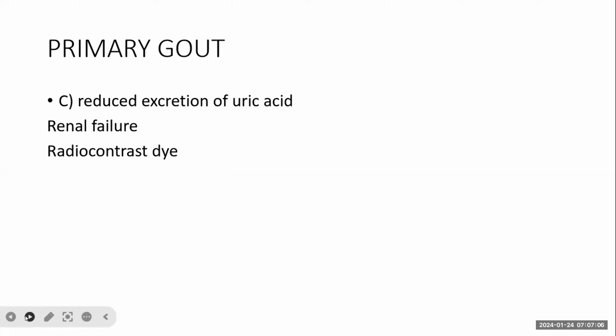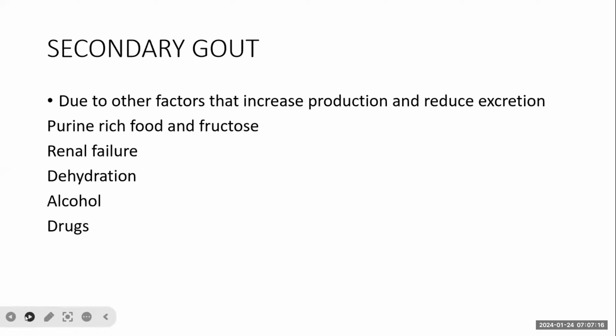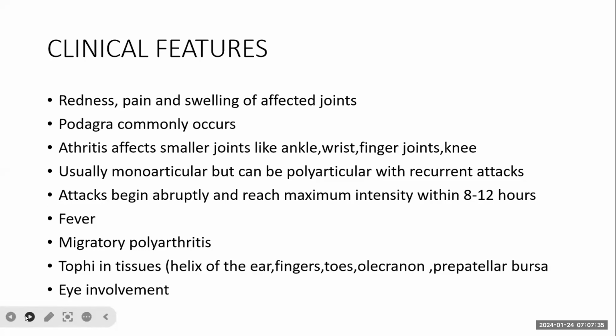You can also have it as a result of the reduction in the excretion of uric acid, like in patients with renal failure. Radio contrast dye can also affect kidneys and reduce excretion. Secondary gout is usually the result of other causes that may influence the production and the excretion. For example, if you take purine-rich foods or fructose-rich foods, it might lead to increased production of uric acid. Renal failure, dehydration, alcohol, and drugs, which we have listed earlier, can also result in increased uric acid.